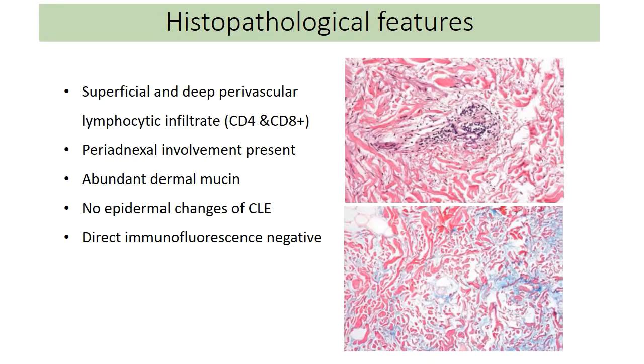The histopathological features are superficial and deep perivascular lymphocytic infiltration. Here we can see periadnexal involvement and abundant dermal mucin, and it will not show the epidermal changes of cutaneous lupus erythematosus. The direct immunofluorescence findings will be negative.